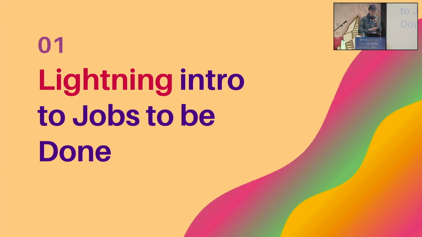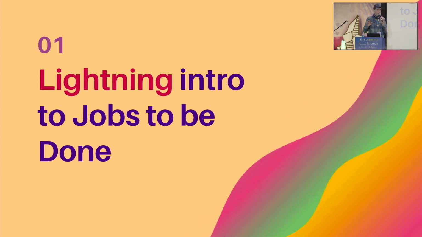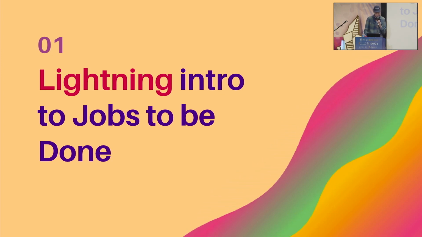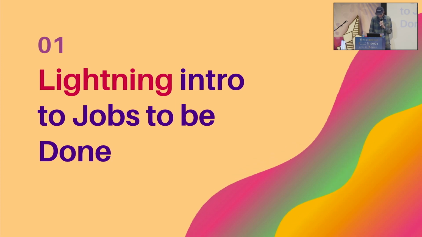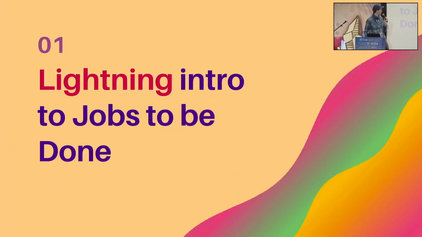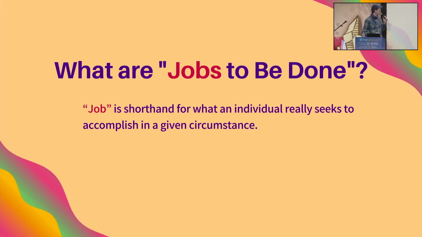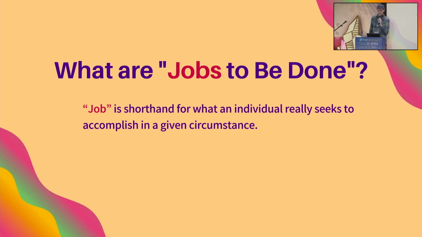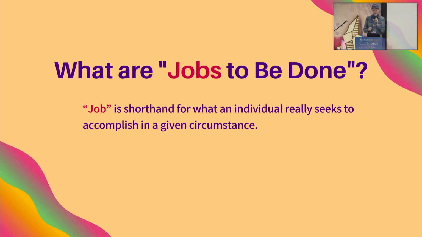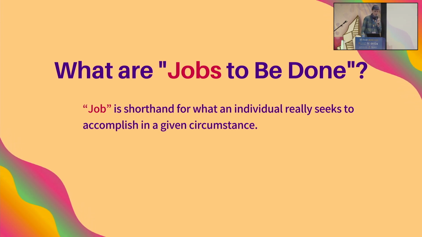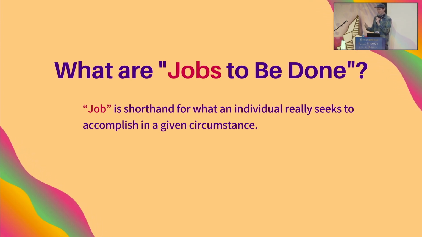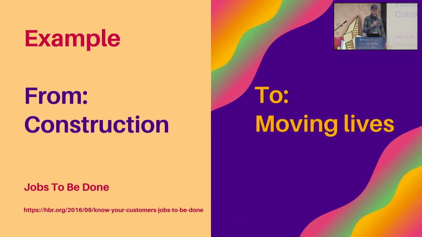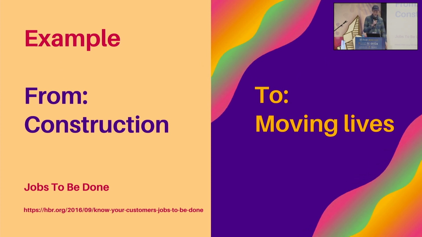So, starting with this jobs to be done framework. If you don't have any idea what this is, that's okay, because I will make it very simple. So what are jobs to be done? A job is just shorthand for what an individual really seeks to accomplish in a given situation. That sounds quite obvious, maybe, but if you look at it from an example, it works the best.